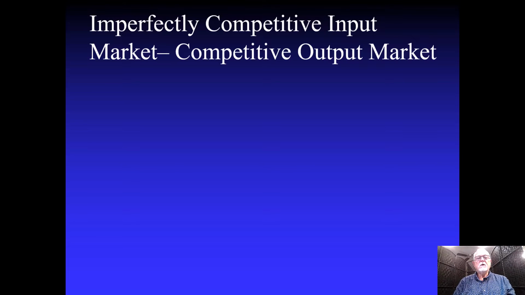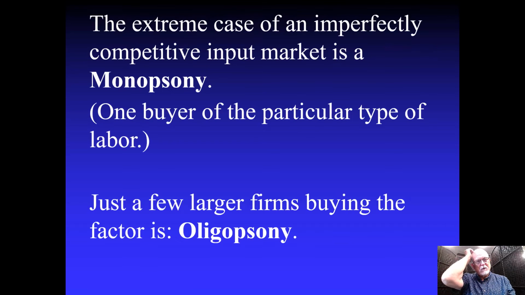So let's assume now that we have a competitive output market, but an imperfectly competitive input market. In other words, with labor, we can't hire all the workers we want at the going wage rate. The extreme of this would be called a monopsony instead of a monopoly. Monopoly is where there's just one firm selling the product. Here, there's just one type of labor, with specific skills, and maybe there are just a few of them. You can think about certain technical or technology skills that very few people in the world may have.